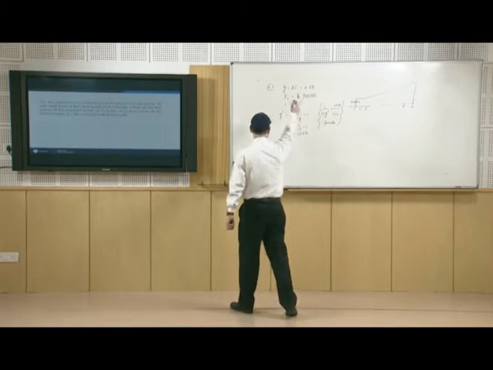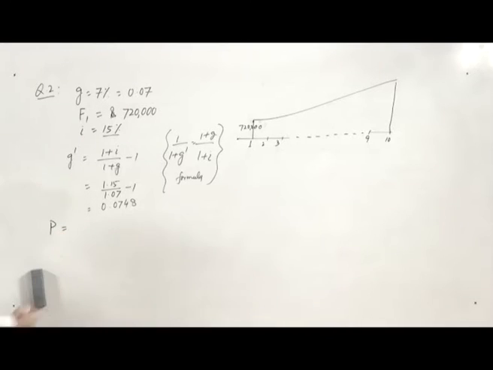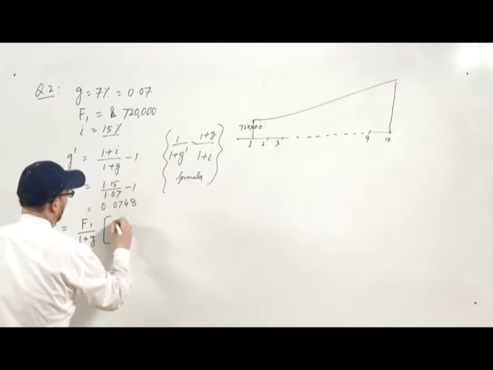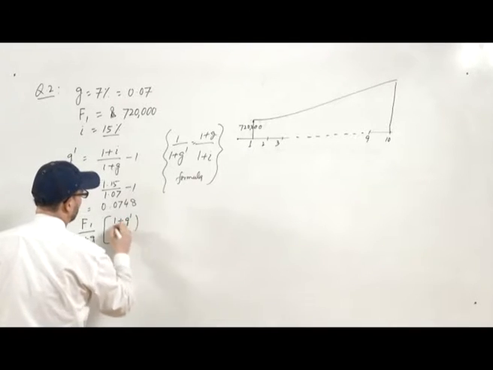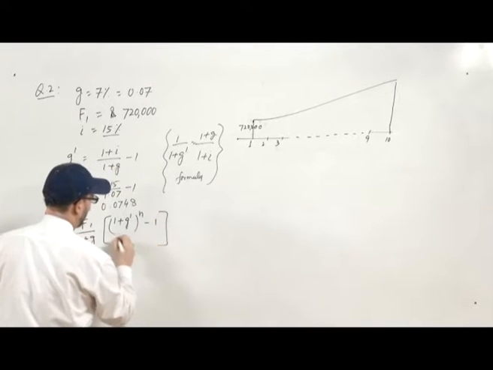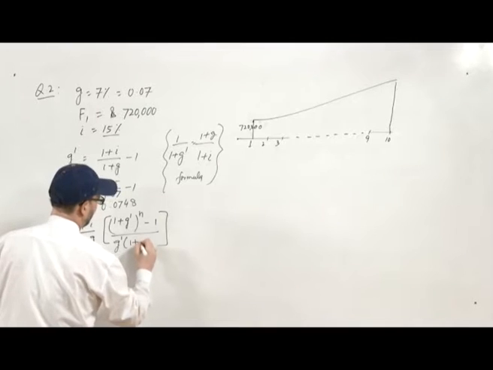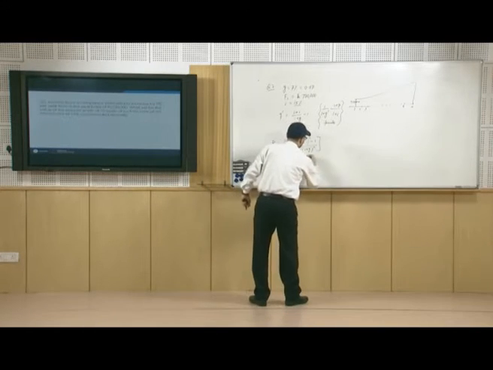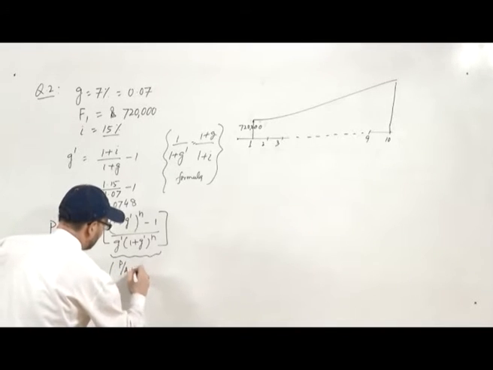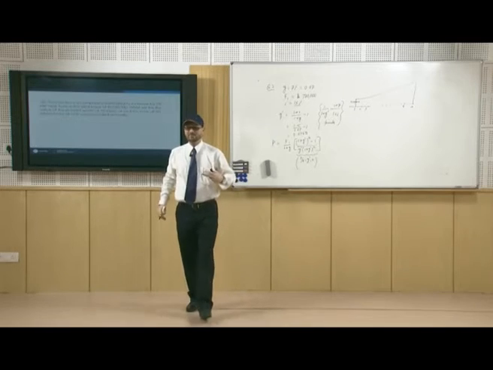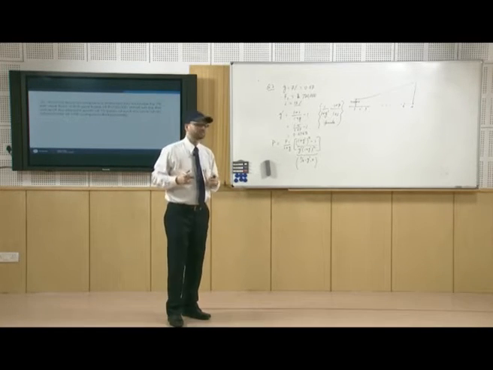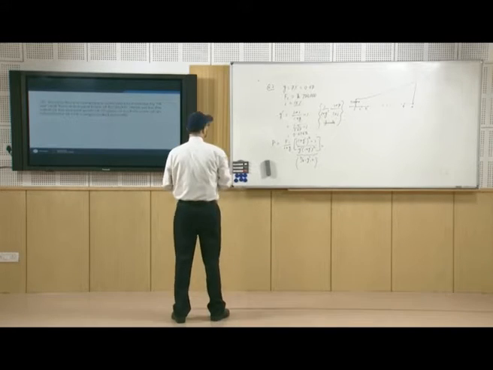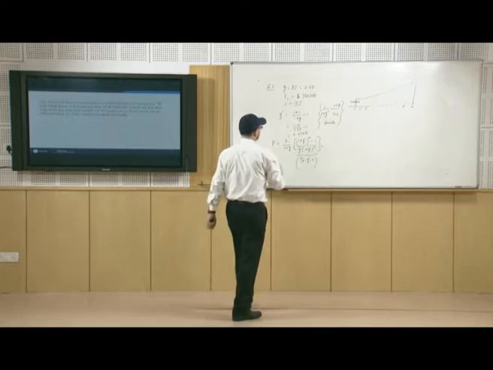Now, once we have calculated G prime, the present worth value is given by the formula F1 upon (1 plus G) into ((1 plus G prime) to the power n minus 1) by (G prime into (1 plus G prime) to the power n), that is nothing but the factor P by A G prime n. This we have already derived while studying the geometric gradient series factor. Now, G prime is 0.0748 and this factor comes out to be 6.8704.